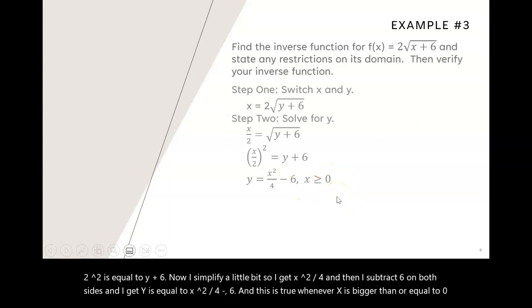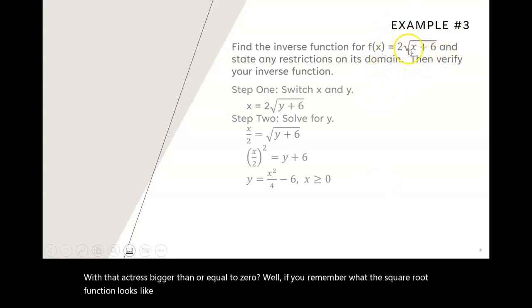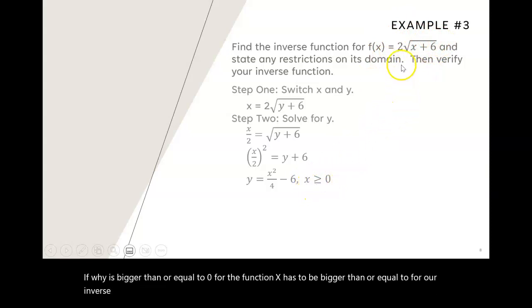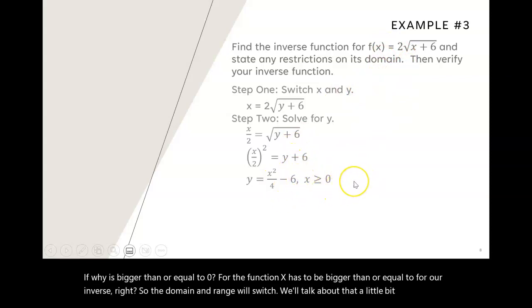And the question is, what in the world is with that? x is bigger than or equal to 0. Well, if you remember what the square root function looks like, it has a range of y bigger than or equal to 0, unless it's been shifted or something. So in this case, what happens is, if y is bigger than or equal to 0 for the function, x has to be bigger than or equal to 0 for our inverse. Right? So the domain and range will switch. We'll talk about that a little bit more in class.